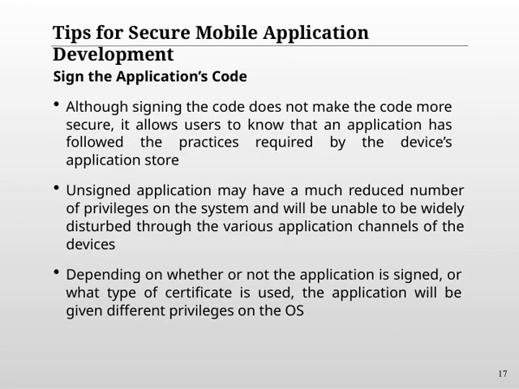Let's talk about one of the key tips for secure mobile application development: signing the application's code. Now, it's important to understand that signing the code doesn't inherently make the app more secure from a technical standpoint. Instead, it serves as a trust indicator for users, showing that the app has followed the necessary practices required by the device's application store. When an application is signed, it often gains certain privileges on the device, which can be crucial for its functionality. Conversely, unsigned applications tend to have more restricted access, fewer privileges, making them less capable of affecting the system or being exploited through various device channels.